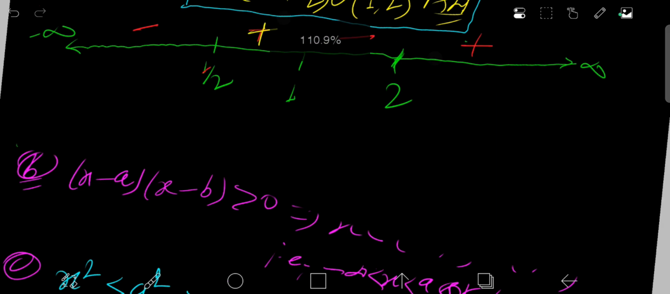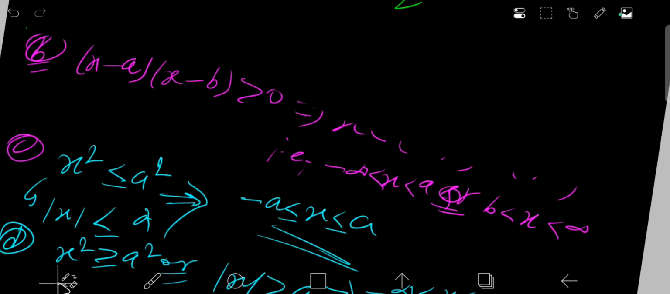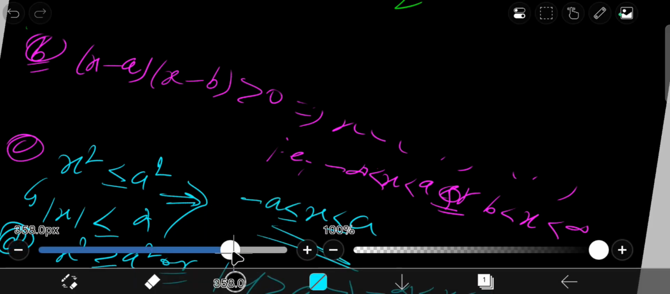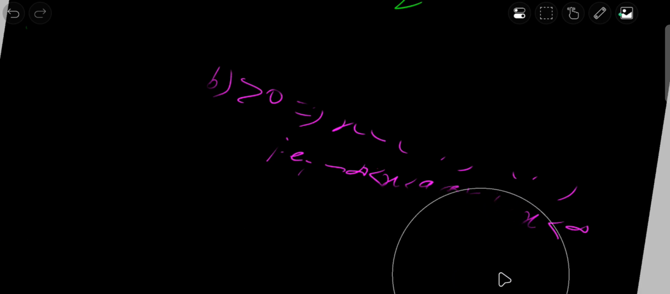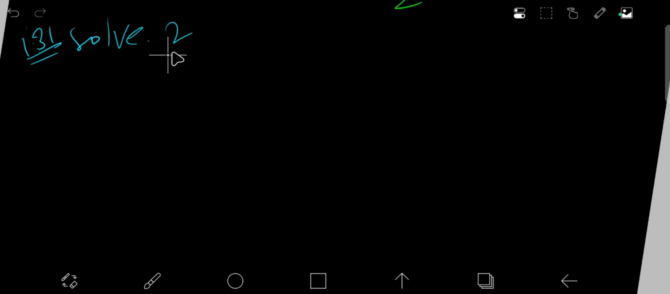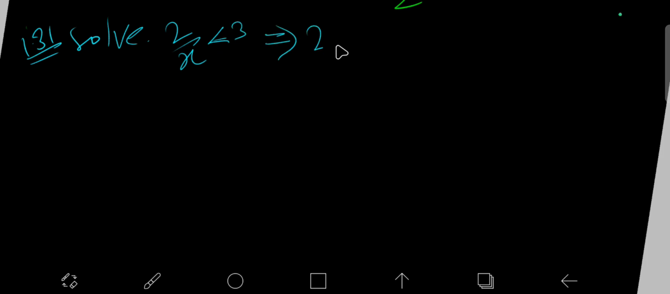Now we take another question, number 31. Now we read question 31. Question 1.31 says this type: solve 2 by x less than 3. 2 by x less than 3. This one is not in standard form, so we write it firstly in standard form, and do not multiply or divide both sides.